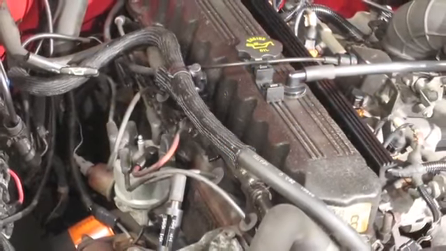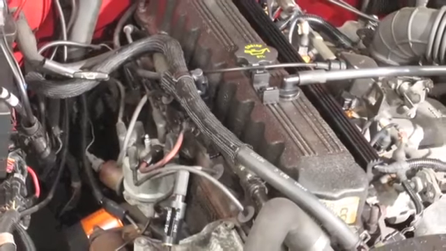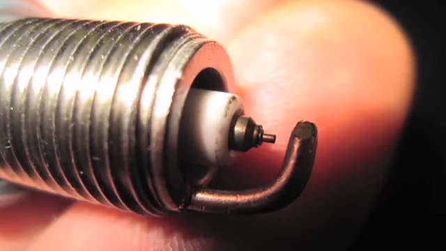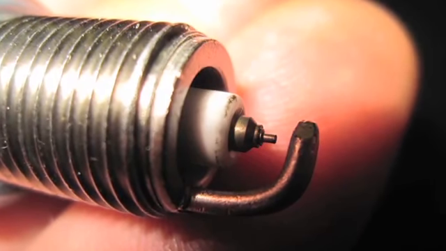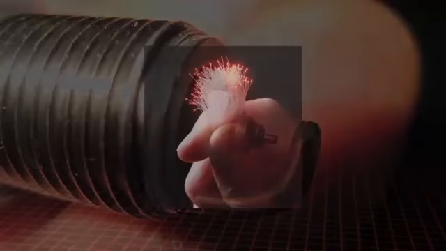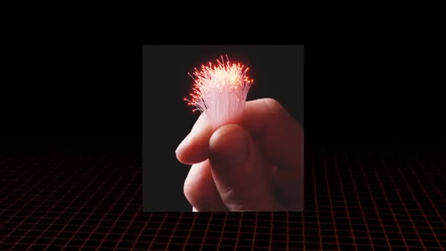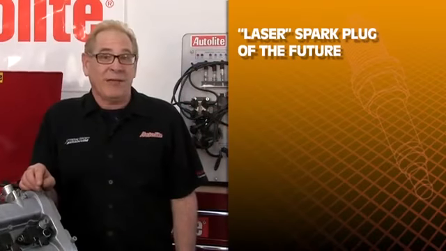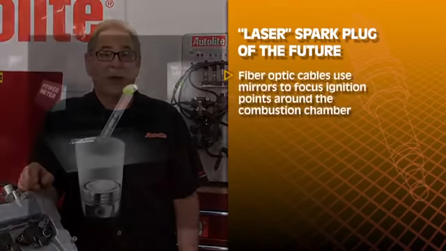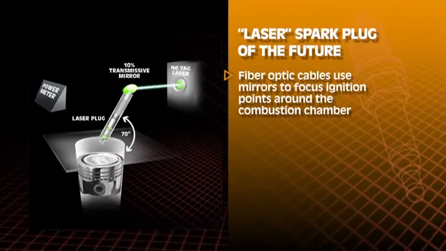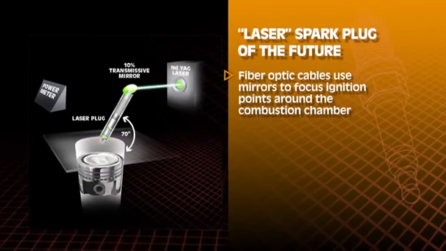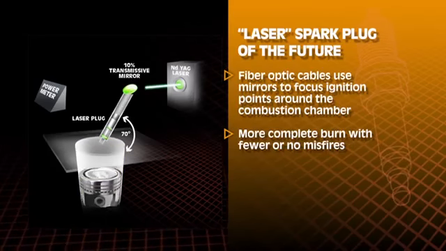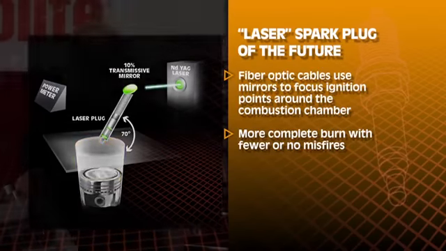Conventional ignitions have difficulty igniting these ultra-lean air-fuel ratios. A standard spark plug ground electrode of today can quench the spark enough in a lean burn engine to cause misfires. However, a laser ignition can be delivered through thin fiber optic cables to the combustion chamber. A laser spark plug of tomorrow may be a device connected to these thin fiber optic cables that uses mirrors to focus the ignition points to different areas of the combustion chamber. The result is a more complete burn with fewer or no misfires.